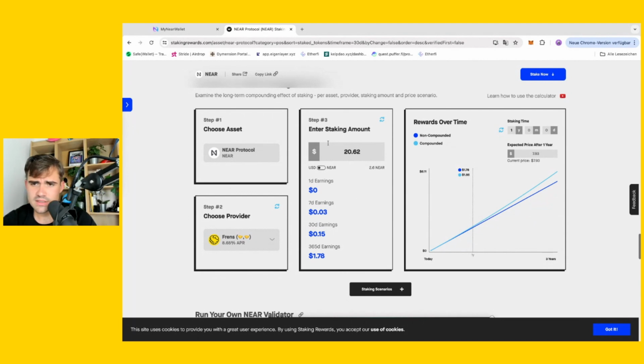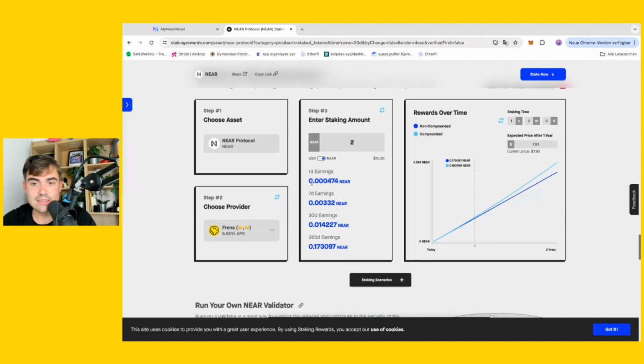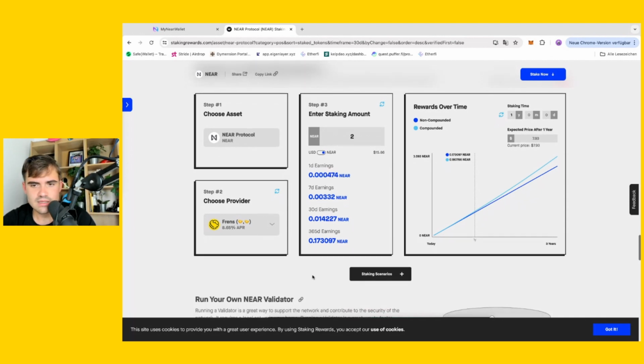And now the next thing is you can enter your staking reward. You can either do it in USD or you can do it in NEAR. So let's click on NEAR. We stake 2.6 NEAR. That's not correct. So it's 2 NEAR. What you can see here is that my NEAR earnings per day is 0.00047 NEAR, so not much. But after a year, it's 0.17. So in total, we get an APR of 8.65%, which is not too bad.